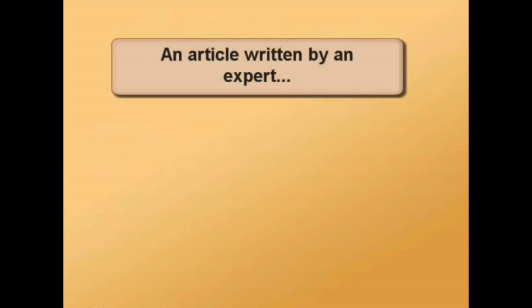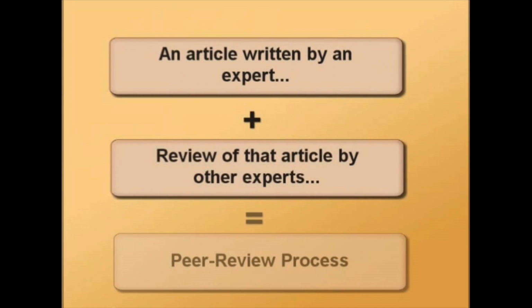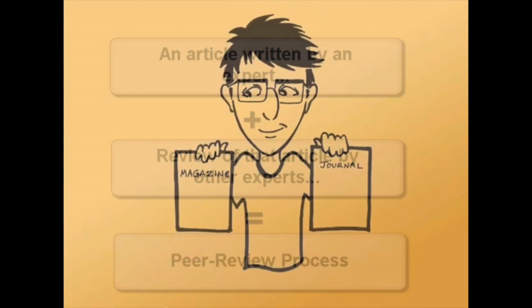Scholarly periodicals are considered scholarly because their articles are written by experts. Most scholarly articles are then evaluated by other experts before they are published in a process called peer review. Periodicals that require this process for articles are also called peer-reviewed journals. You will want to use scholarly periodicals as much as possible because they are considered authoritative.